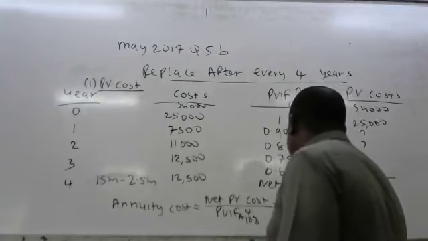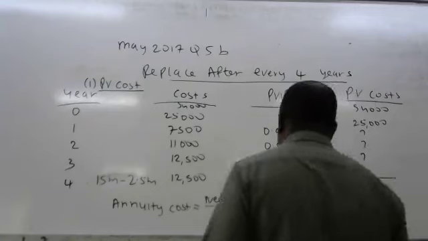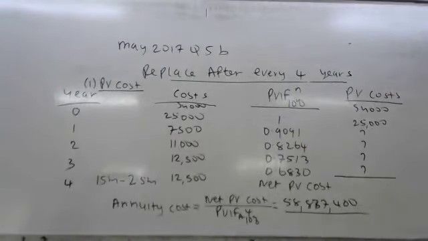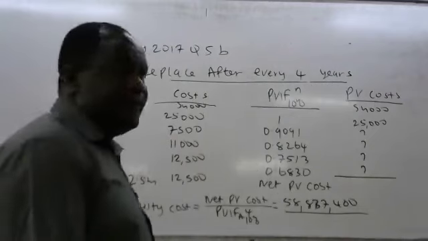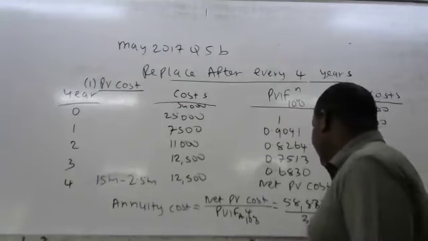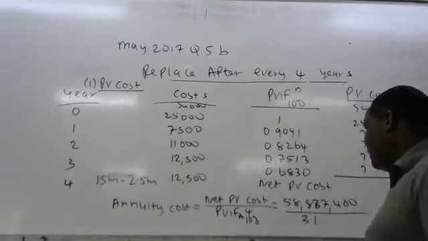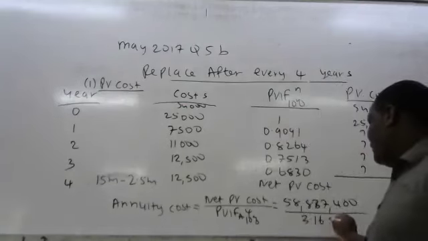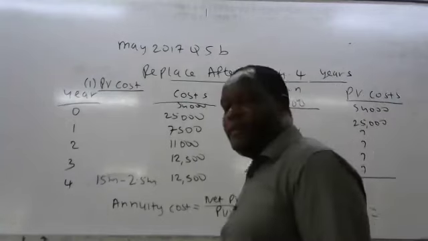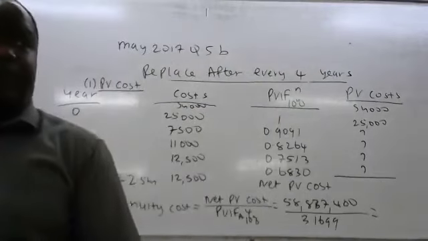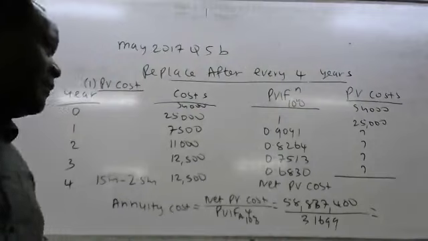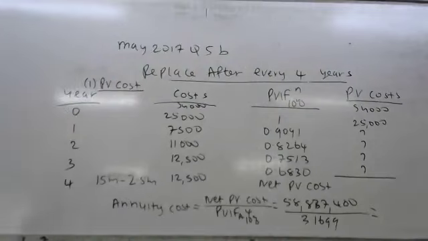So also confirm from the table what is 10% in year 4. 3.169. Is it 3.1699?